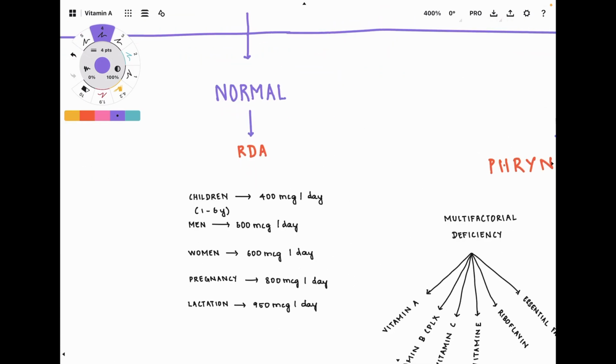The third concept is normal levels of vitamin A, that is the recommended daily allowance for vitamin A. In children between 1 to 6 years of age, RDA is 400 micrograms per day, whereas in adults it is 600 micrograms per day. In pregnancy, it's 800 micrograms per day, and in lactation, it is 950 micrograms per day.